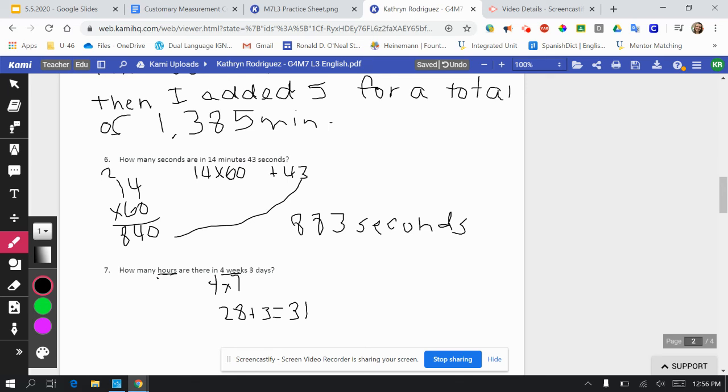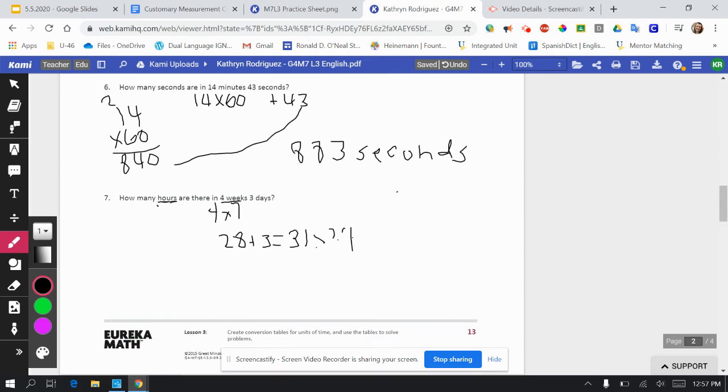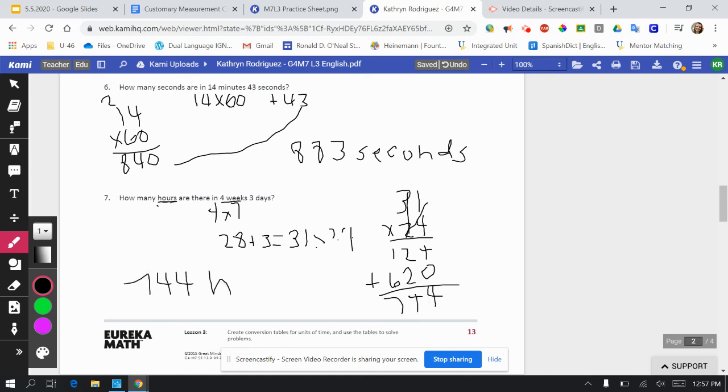And now we need to change it into hours. So each day has how many hours? So now we're going to take this times 24. All right, so I'm going to do that thinking over here. 31 times 24. 4 times 1 is 4. 4 times 3 is 12. I need my placeholder. And then 2 times 1 is 2. 2 times 3 is 6. Add those on up. 744 hours. Whew, that's a lot of hours.